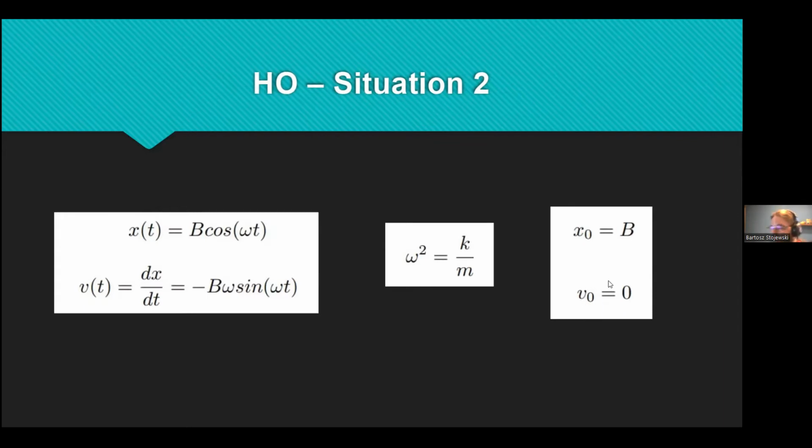Those two situations correspond to the following. The first situation corresponds to that our harmonic oscillator is in its equilibrium point and it has some starting velocity. Second situation corresponds to the situation when we stretch the spring to the point b and we let it go. That's why the starting velocity is 0.